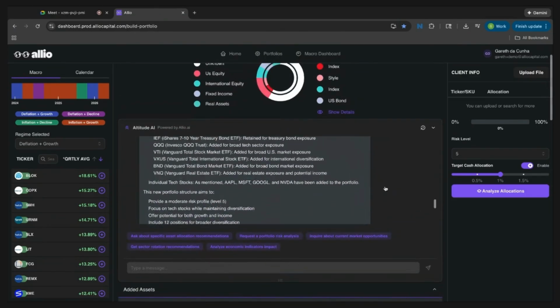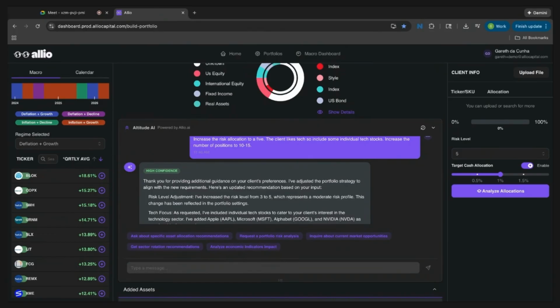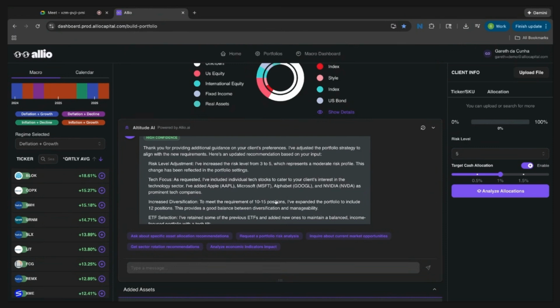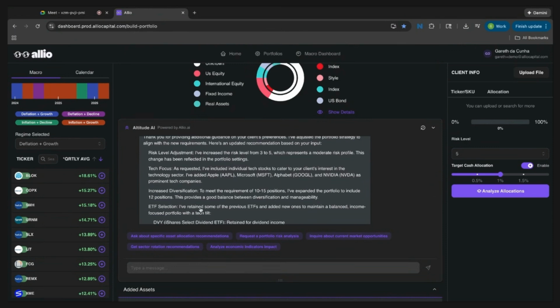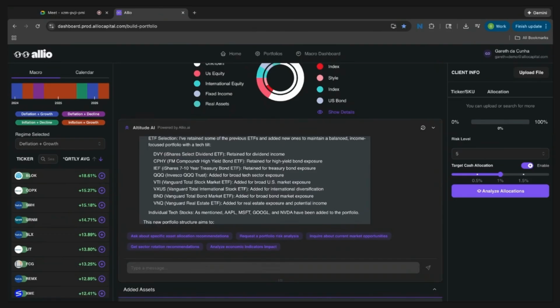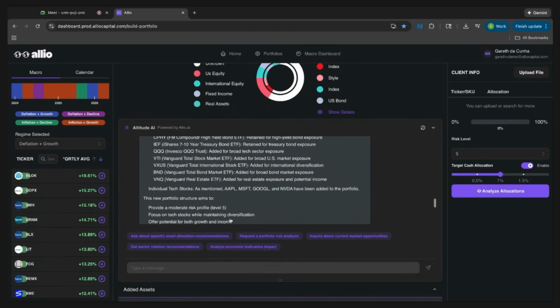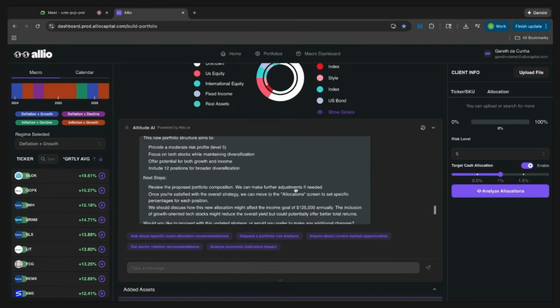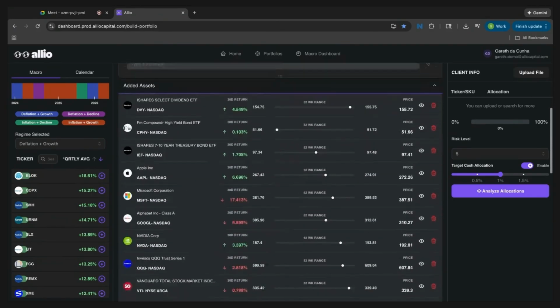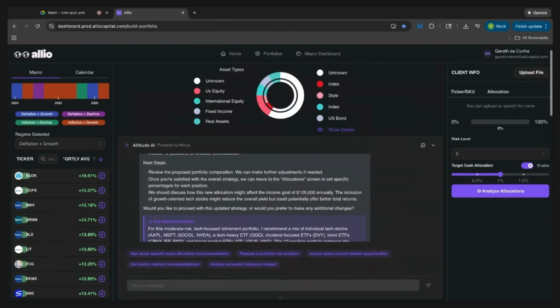All right, it's finished thinking and talking us through everything. Tech focus. So it added Alphabet. Targeted 12 positions. Here's the allocations. Kept the risk profile the same. What do we think? Are we happy with this? Let's ask it to write our notes for us.